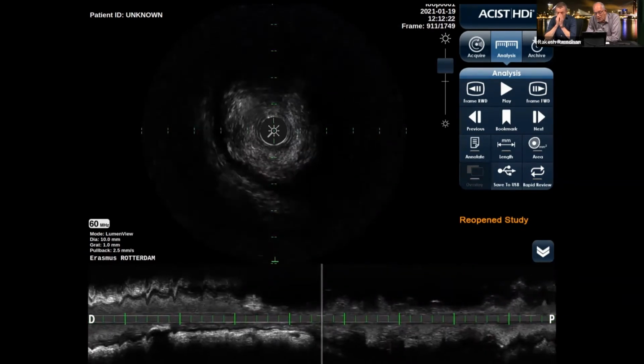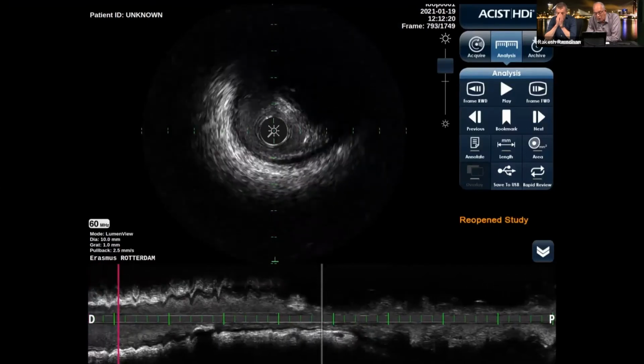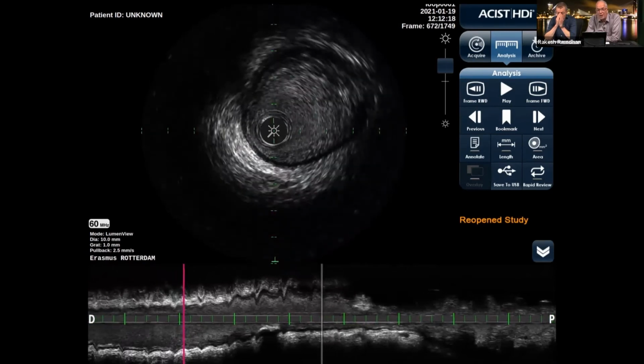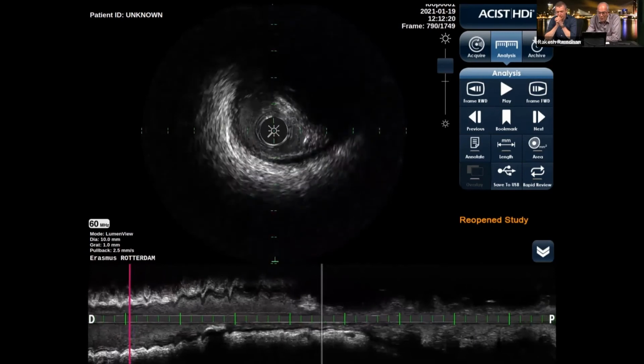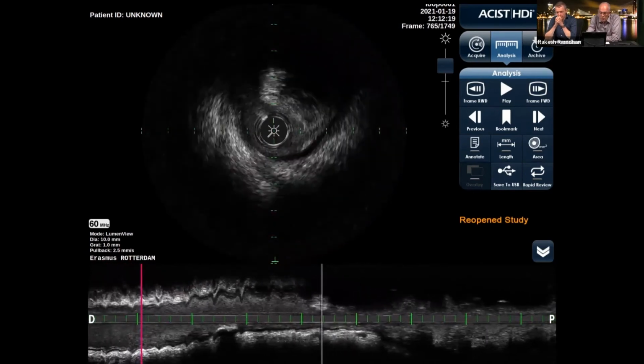Nevertheless, the IVUS catheter is not occlusive, so that's why we still have flow behind it. So Jurgen, maybe for the sake of demonstration, suppose this is the site of the MLA. How would you measure the significance of the lesion?